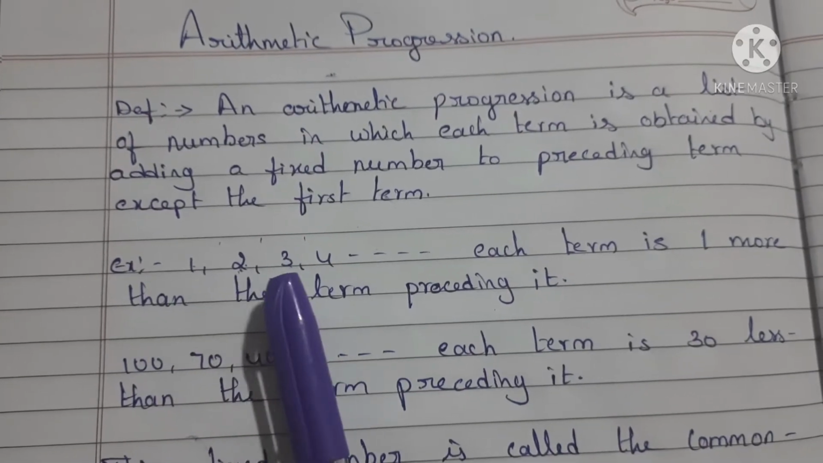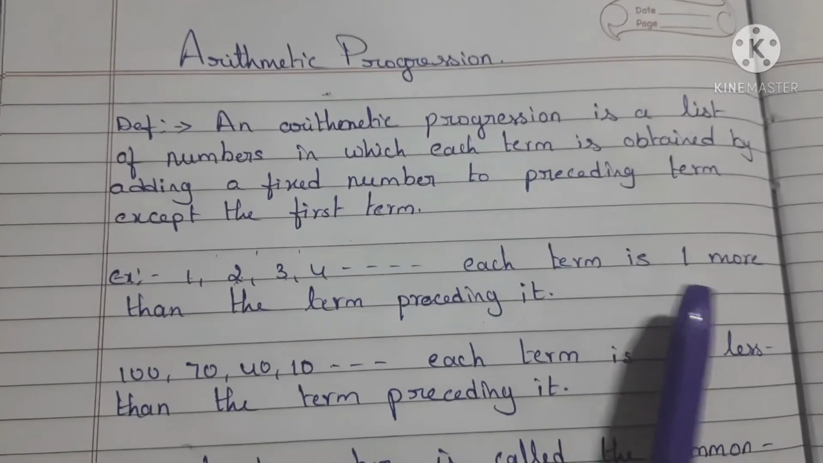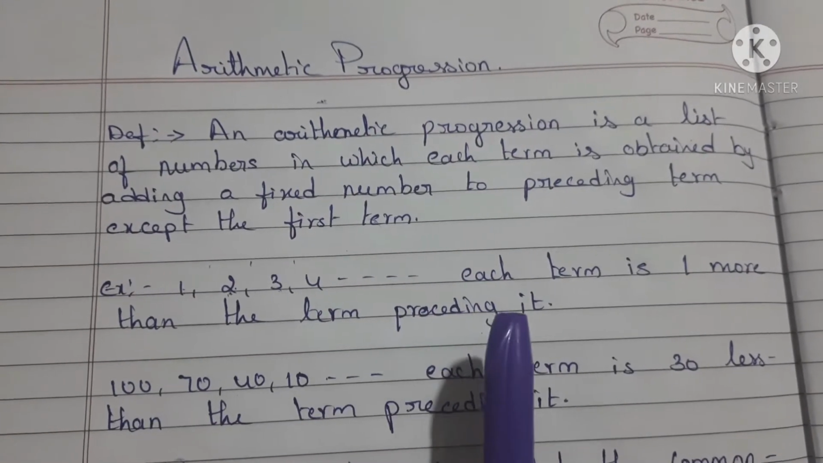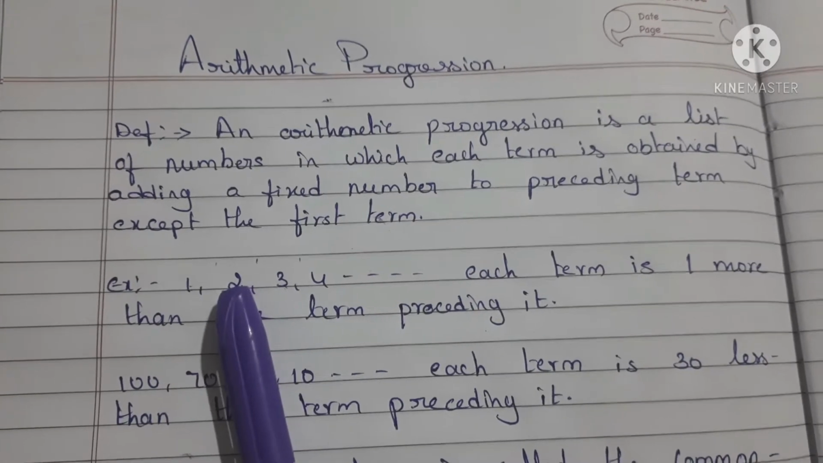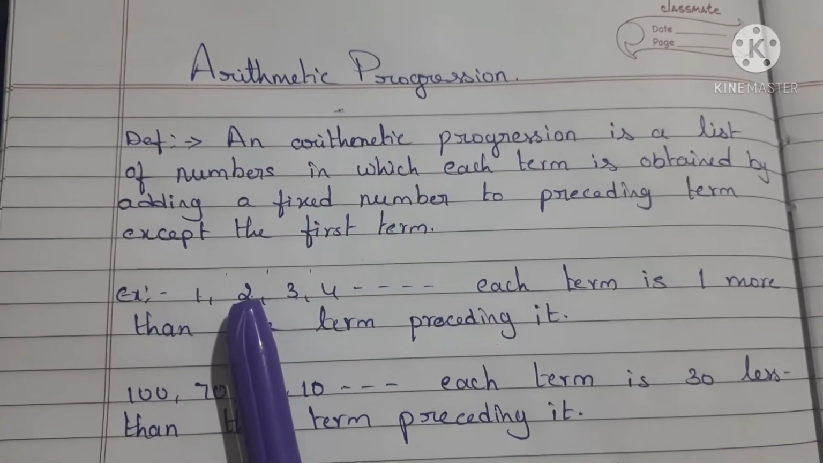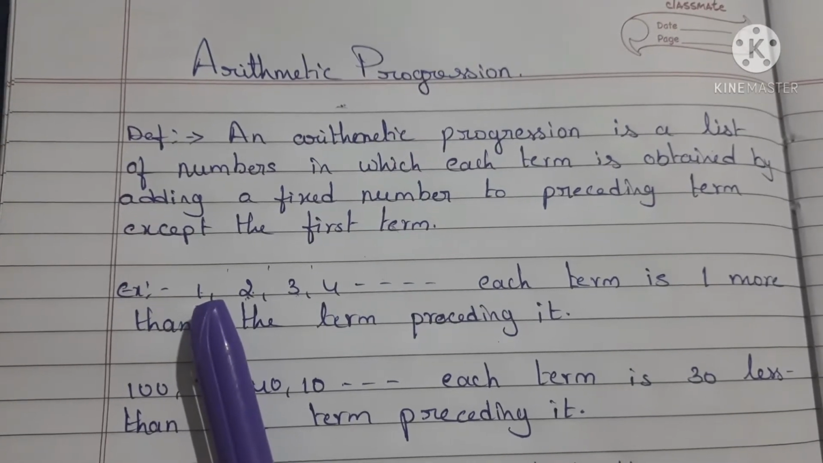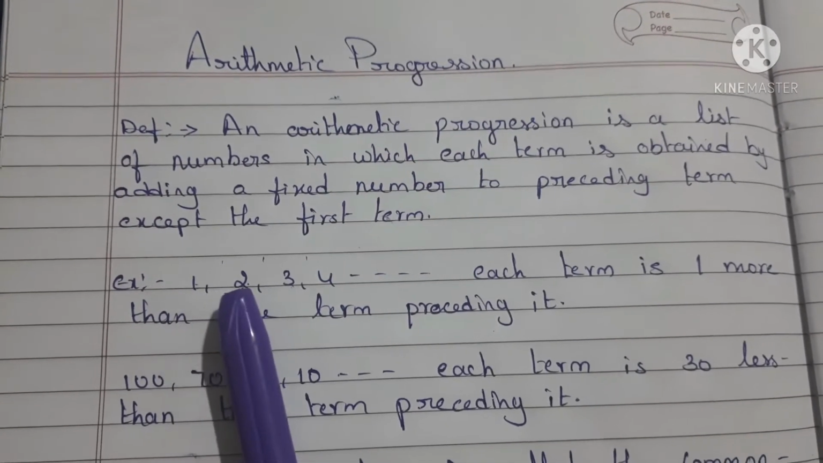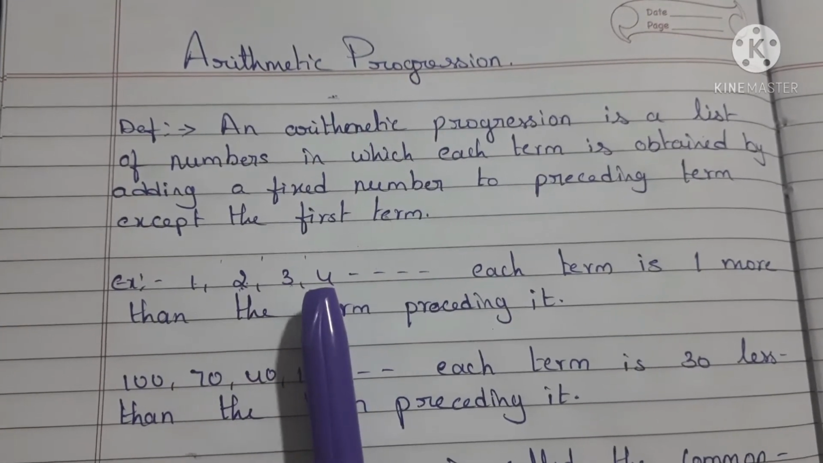Here is an arithmetic progression example: 1, 2, 3, 4, and so on. Each term is 1 more than the term preceding it. That means 1 plus 1 is 2, and again 2 plus 1 is 3, 3 plus 1 is 4. Here we are adding 1 to the preceding number.